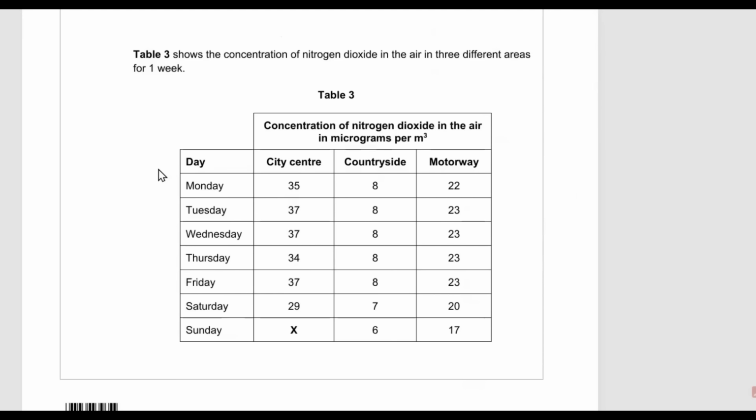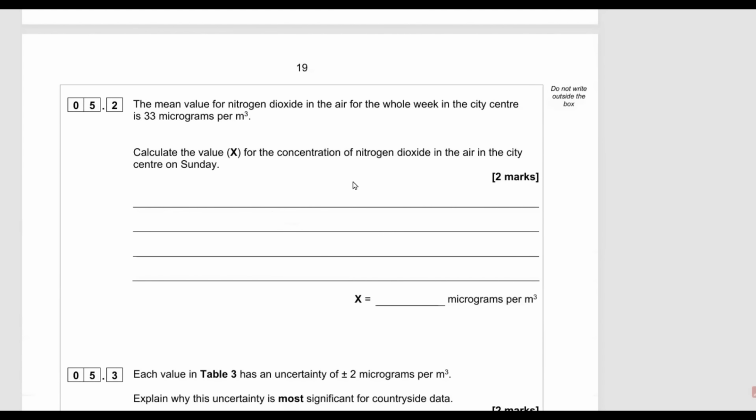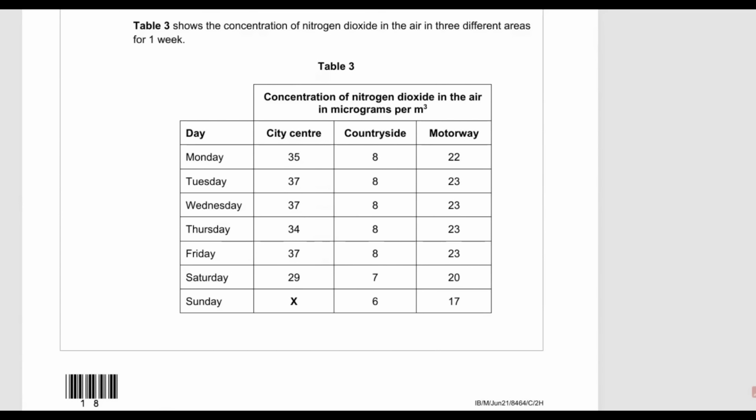Okay, table 3 shows the concentration of nitrogen dioxide in the air in 3 different areas for 1 week. So we've got the city centre, the countryside, and the motorway, and we've got the days, Monday, Tuesday, Wednesday, Thursday, Friday, Saturday, Sunday. And we've been given the concentration of nitrogen dioxide in each of those. The mean value for nitrogen dioxide in the air for the whole week in just the city centre is 33 micrograms per metre cubed. Calculate the value X for the concentration of nitrogen dioxide in the air in the city centre on Sunday. So we're missing the Sunday data just for the city centre.